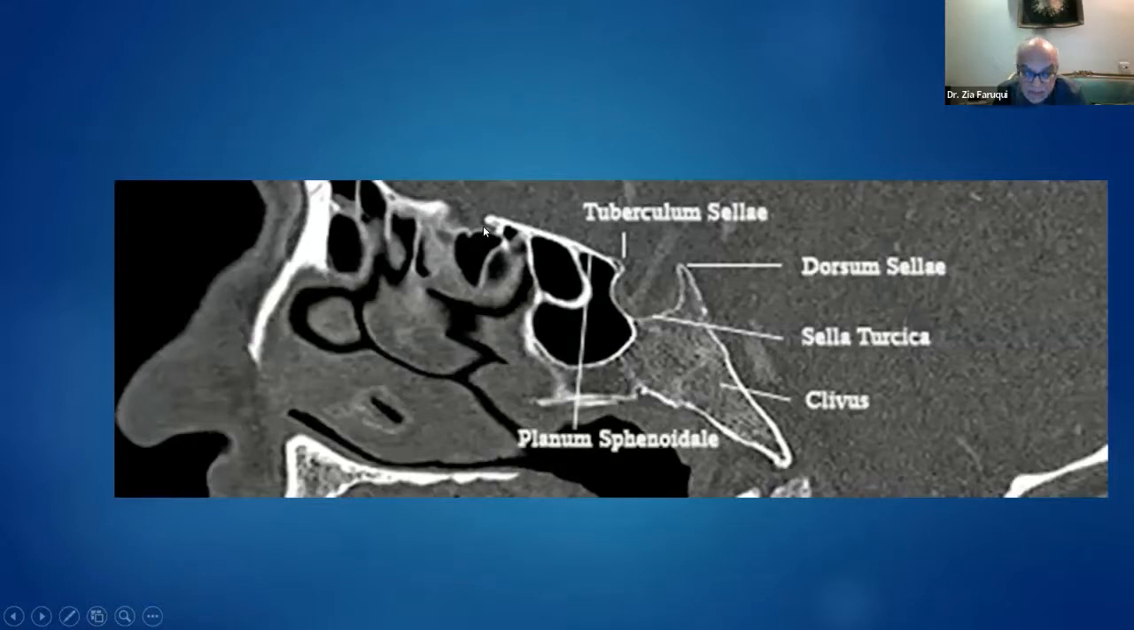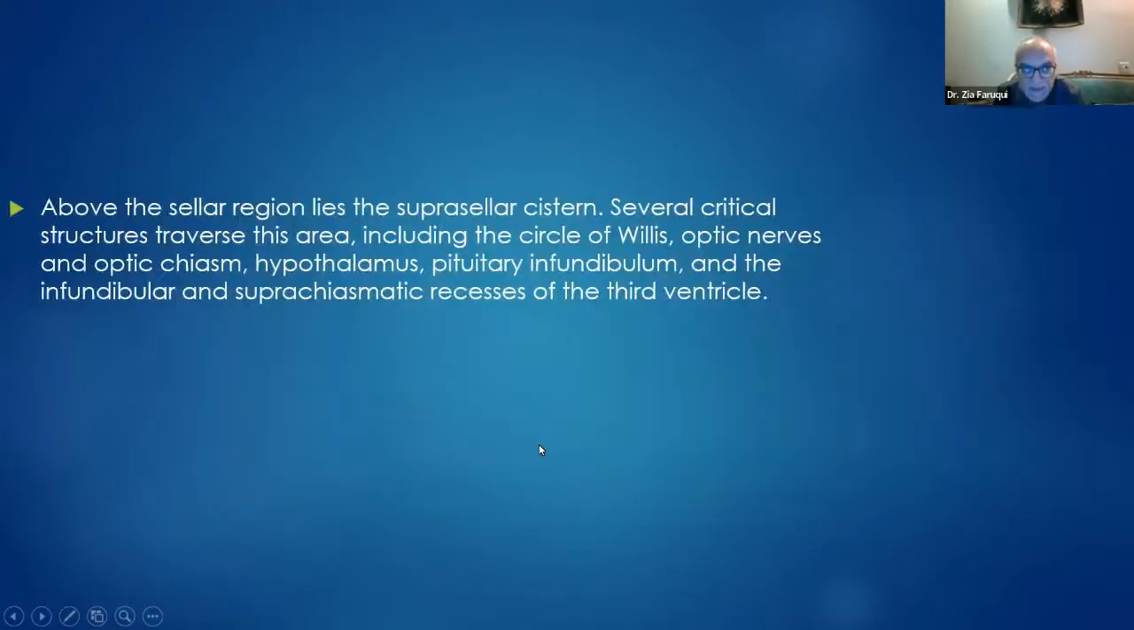CT now, as I said, is obviously better at looking at the bones than MR. So again, a coronal and sagittal reconstruction with the sphenoid, planum sphenoidale, the tuberculum sellae, the pituitary fossa itself, the dorsum sellae and the clivus. Anteriorly, you have the nasopharynx, and this is the approach which the neurosurgeon is usually going to use to access the sella. Above the sella, we have the suprasellar system, which includes the circle of Willis, the optic nerves, the optic chiasm, and the hypothalamus.